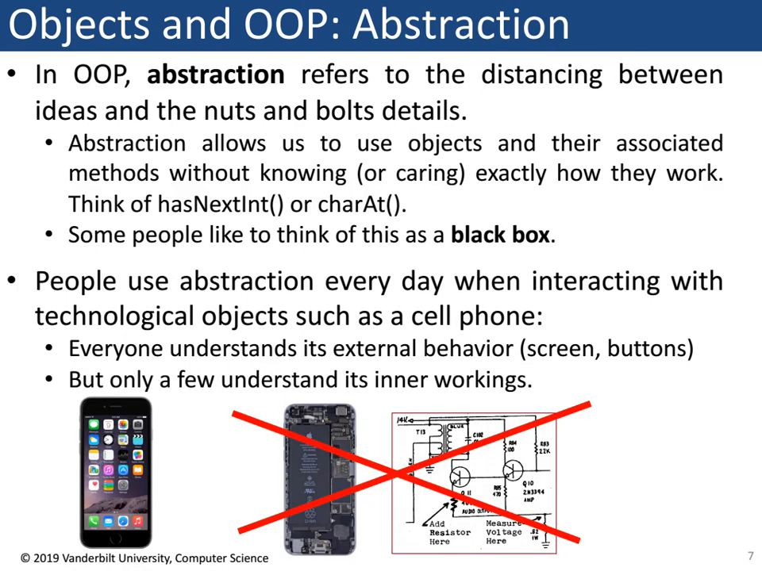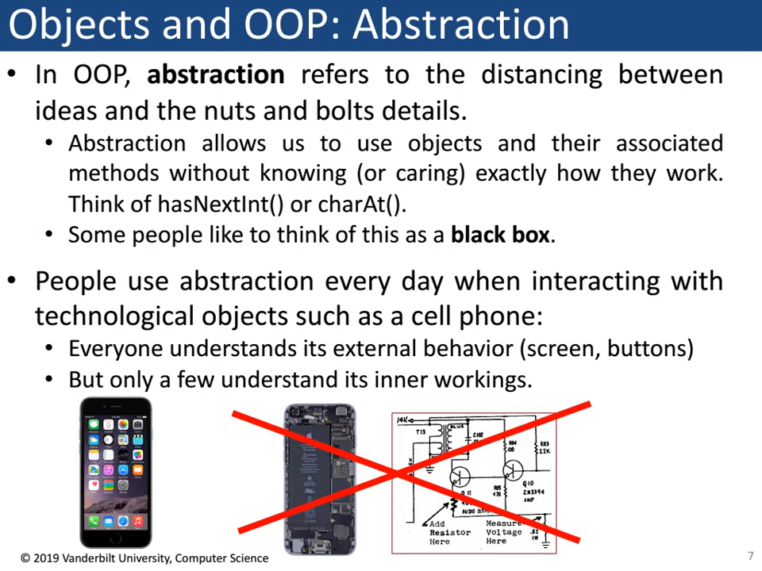So here we're going to introduce a vocabulary word and qualify it. The word abstraction has a lot of different meanings. They're all somewhat related, but it's important to understand what we're talking about in object-oriented programming when we say that we are abstracting something or this is an abstraction. When we're talking about it from a programming perspective, abstraction refers to distancing an idea from the details.